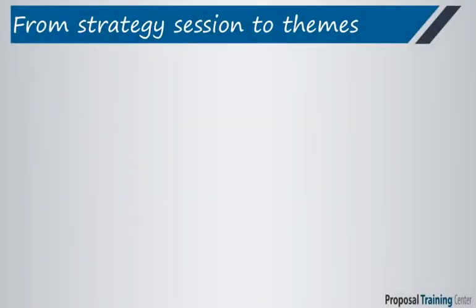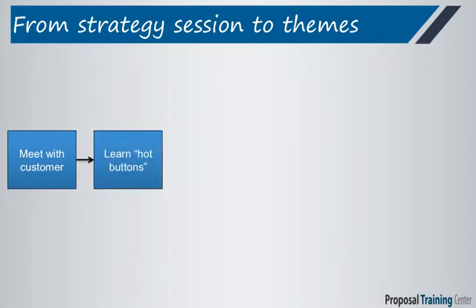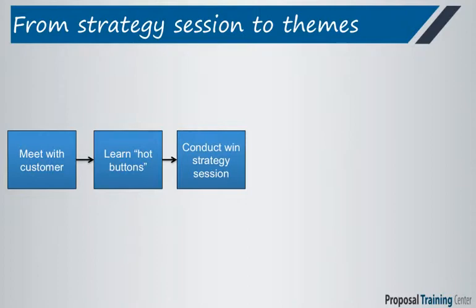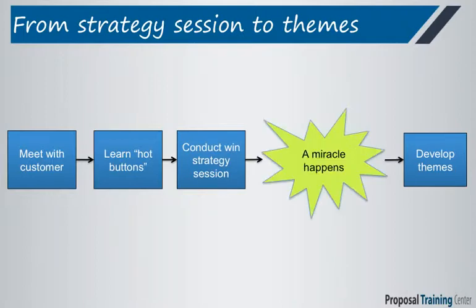Okay, let's review the theme development process so far. First, you start by meeting with and listening to your customer, during which you learn his hot buttons. Then you conduct a strategy session where you nail down the most important hot buttons for each person in the evaluation decision loop, and then figure out what you'll offer in your proposal to directly address their concerns. Then we get to themes. But wait, you say, what's this big gap here? Well, what goes on in this step is, okay, well, maybe not quite a miracle, but sometimes you'll wish a miracle would happen.